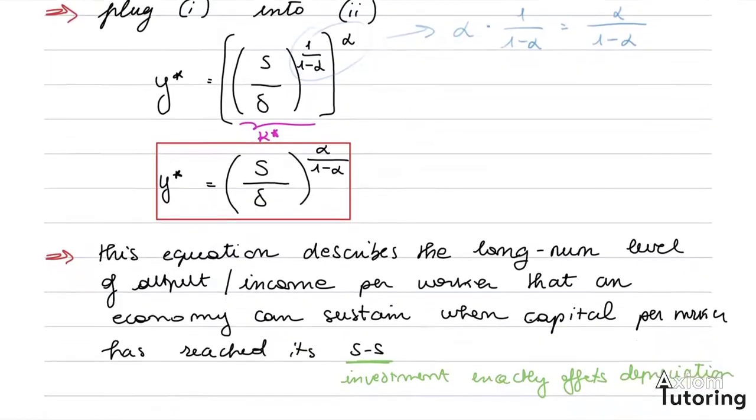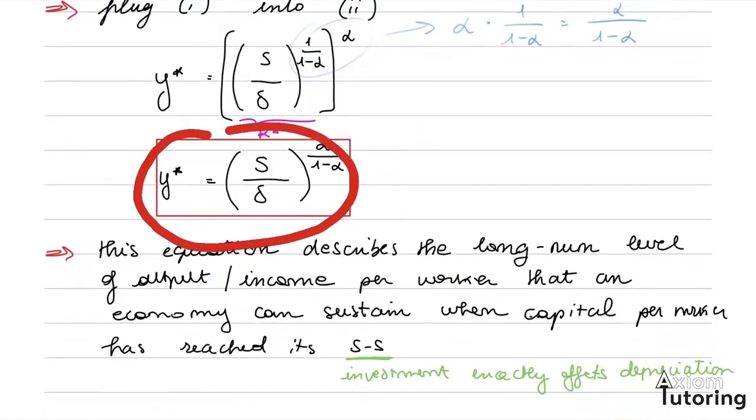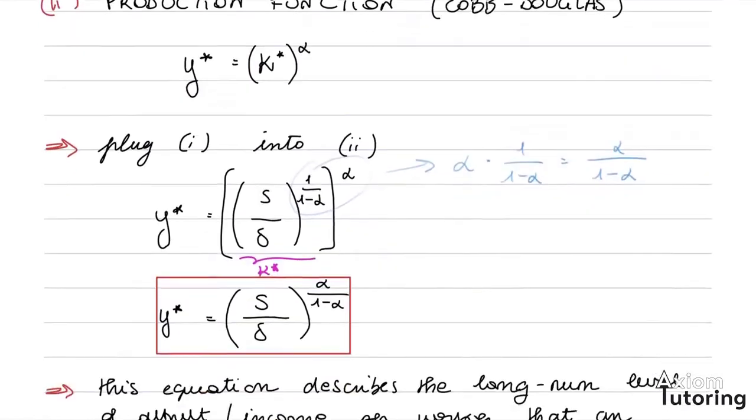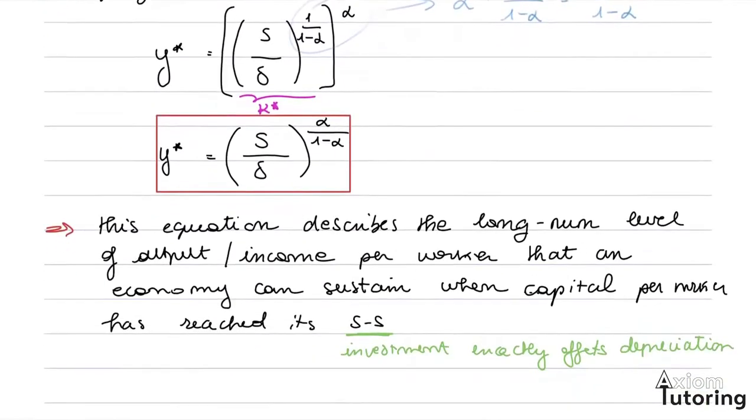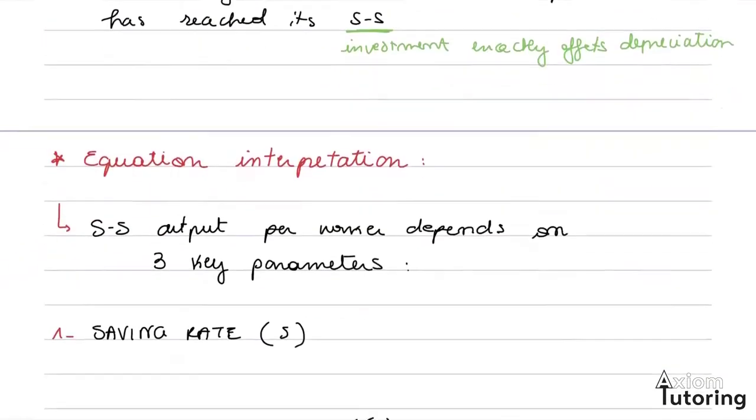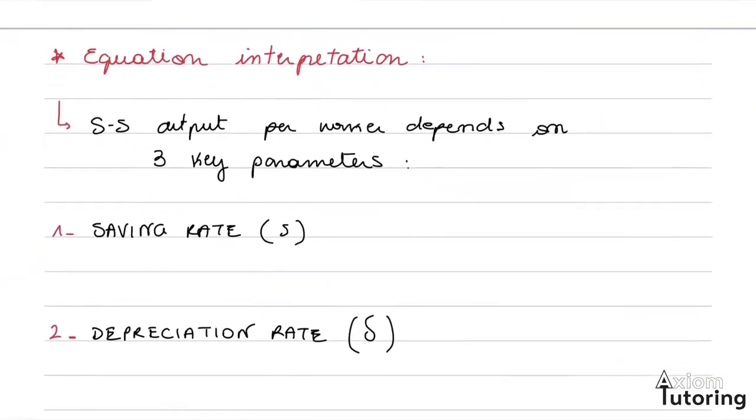And this concept can very easily appear also from this equation, the capital in the steady state equation, because we can see that what's involved is the savings rate, and we know that in this type of model, we are assuming that savings are equal to investment, and the depreciation rate. So let's actually interpret this equation.